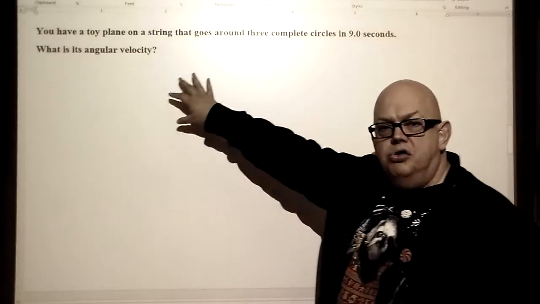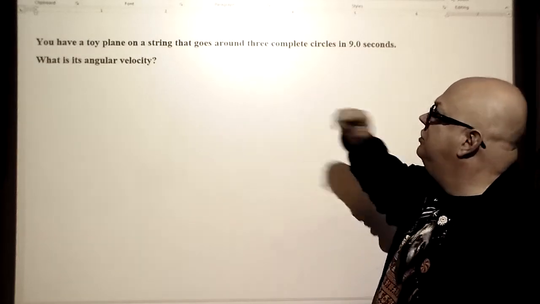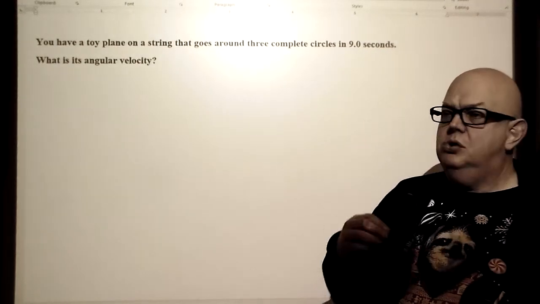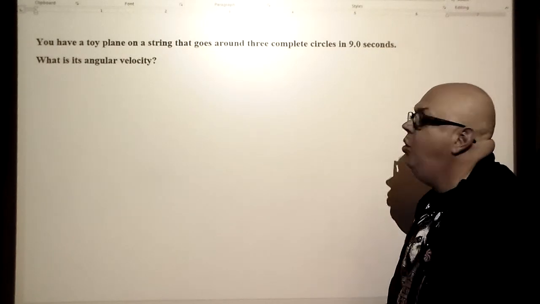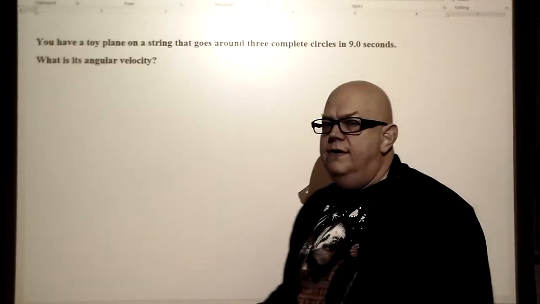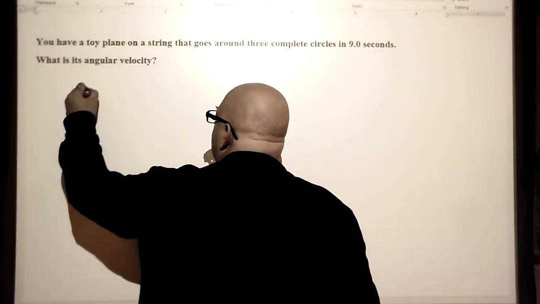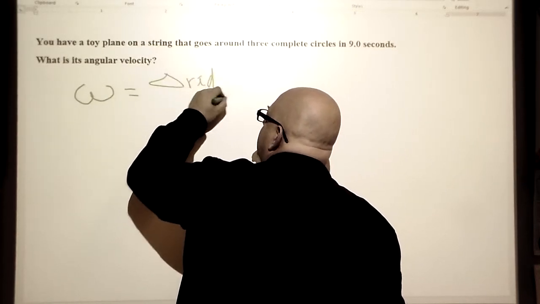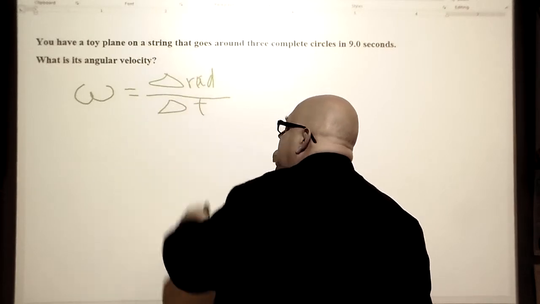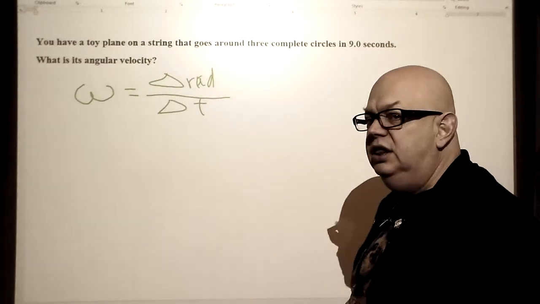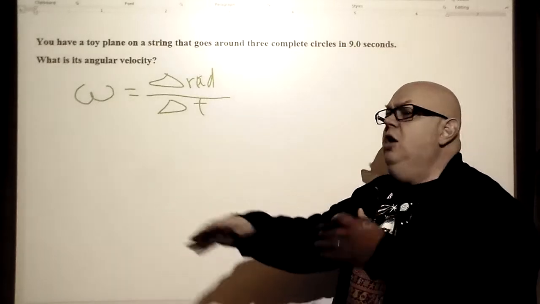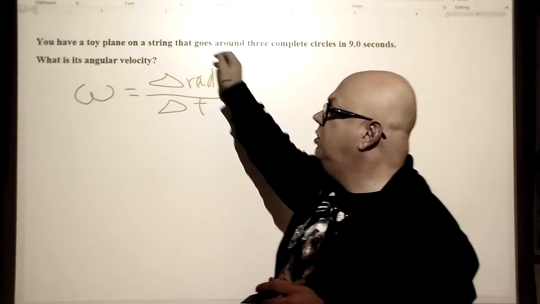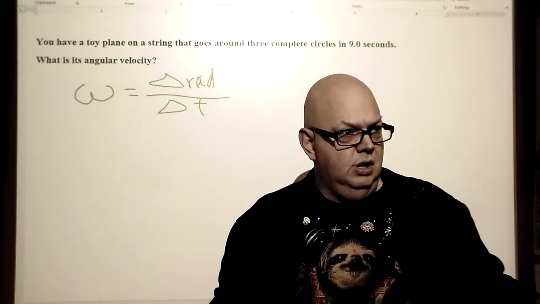So I rushed through this problem on the last part, so I just wanted to go through here. You have a toy plane on a string that goes around 3 complete circles in 9 seconds. Okay? What is the angular velocity? Well, if you think about it, that angular velocity happens to deal with the change in the radians divided by the change in the time. This is pretty similar to when we look at linear motion, when we talk about velocity, which is the change in distance over the change in time. But that's a linear thing. Here we're looking at a circular thing.